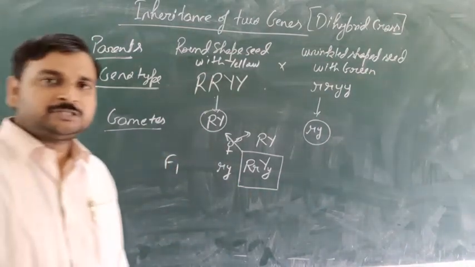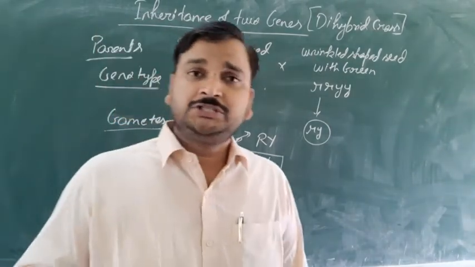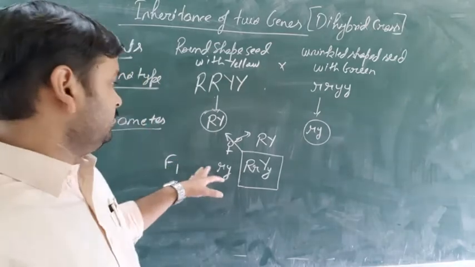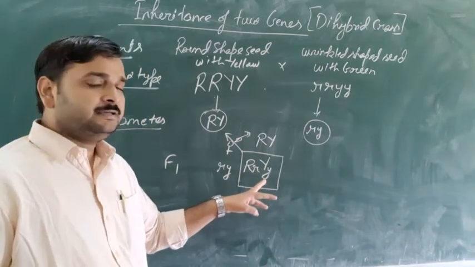And in the board examination, a very famous question is: what is the genotype and phenotype at F1? So the genotype, just now I wrote, is capital R, small r, capital Y, small y.